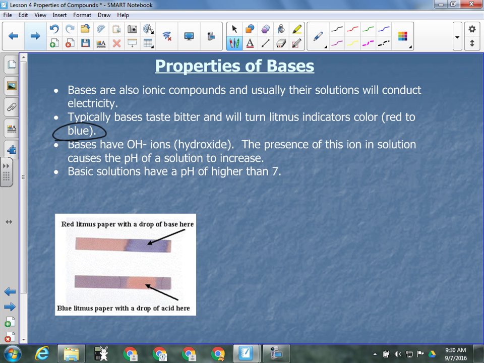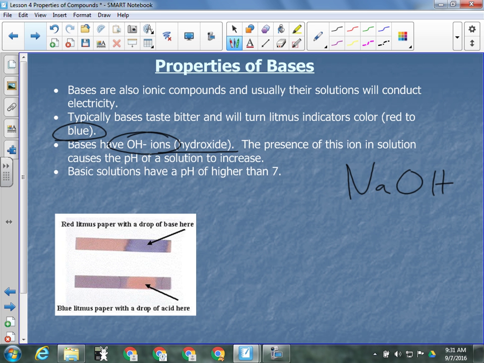Now, all bases contain hydroxide ions, one of our polyatomic ions that we talked about the other day. Okay, they all contain these, like this stuff. We talked about it yesterday. Sodium hydroxide. Okay, very powerful base. It's in oven cleaner. We'll use it quite a bit. There'll be several labs where it'll be involved.